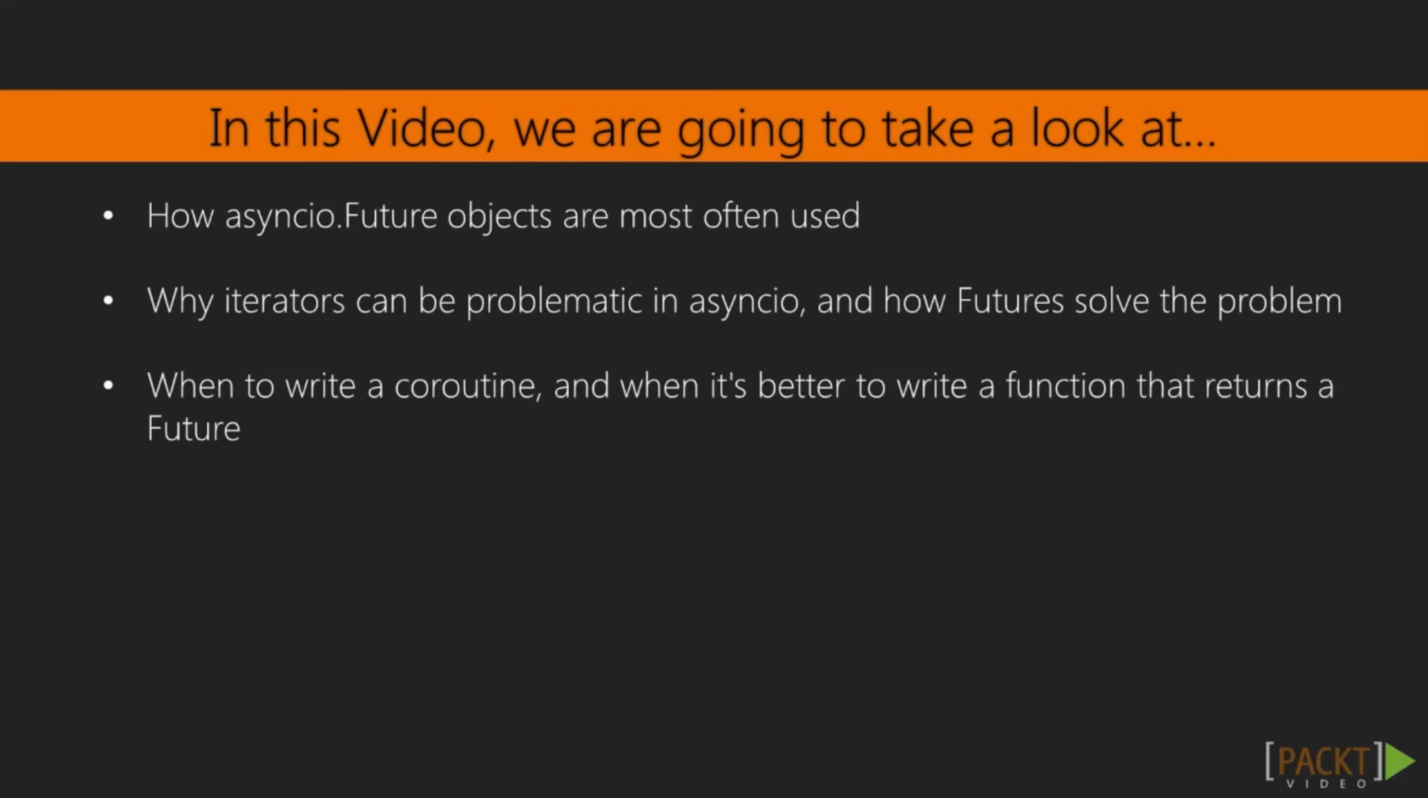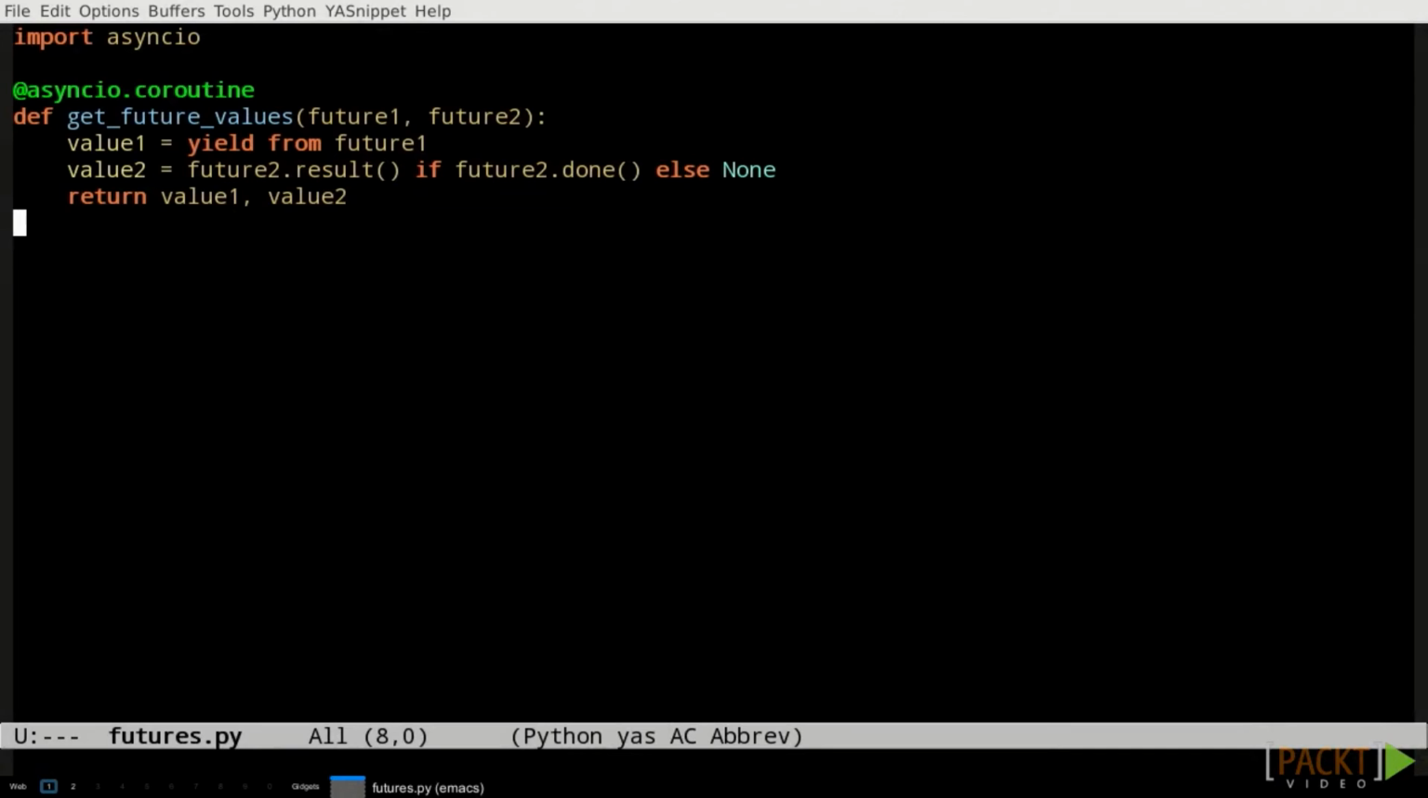We're going to take a look at how the asyncio.future object is most often used, or several ways in which they are commonly used. We're also going to study for a moment why iterators can be a trouble with asyncio, and how futures can help to solve that problem. We're also going to take a look at when we should be using coroutines and when it's sufficient to simply use a future.